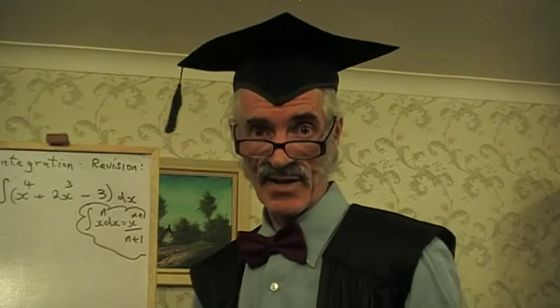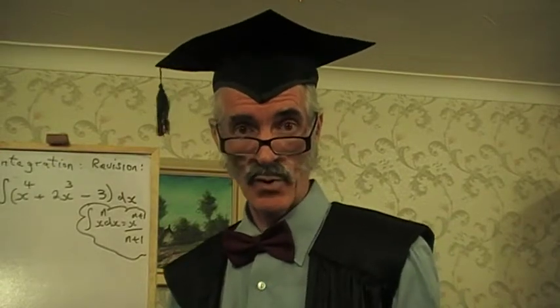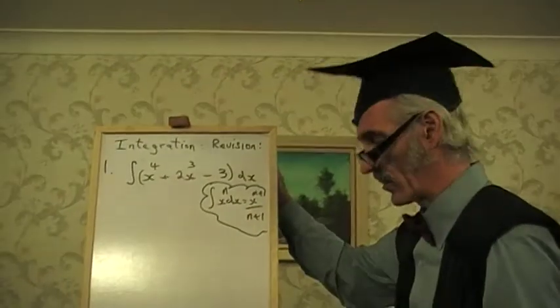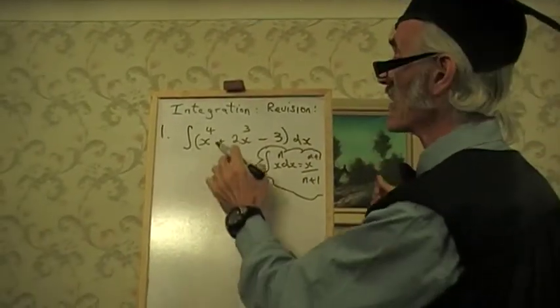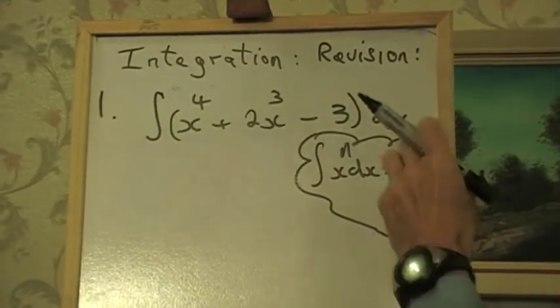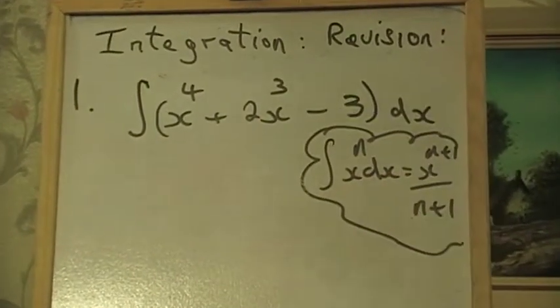And we're going to continue now in this mathematics video with another integration question. It's nearly exam standard for the Welsh board and the English board. So let's have a look at it. What we have on the board is the integral of x to the 4 plus 2x cubed minus 3, and of course it's with respect to x, so it's dx.